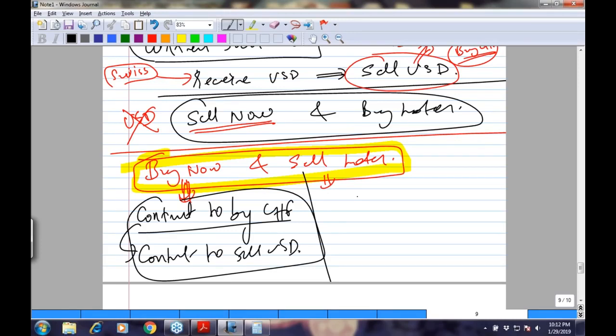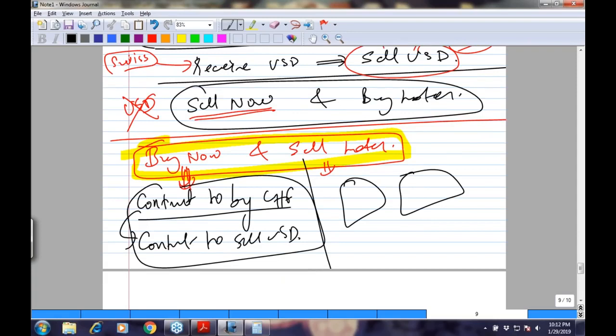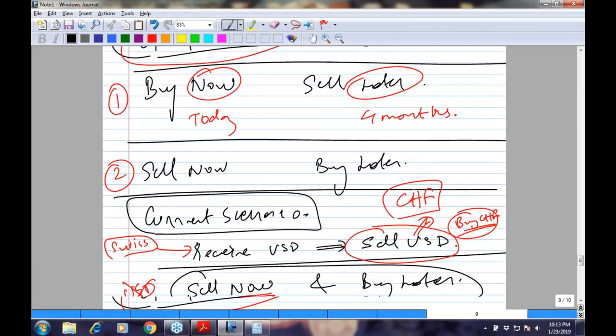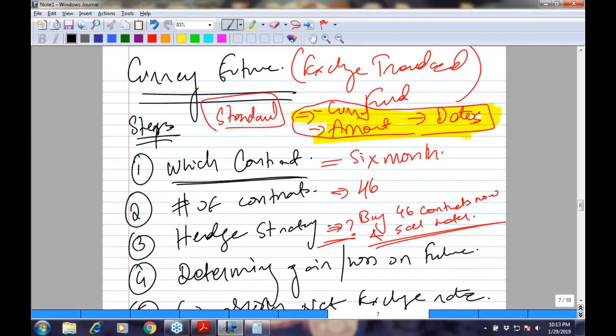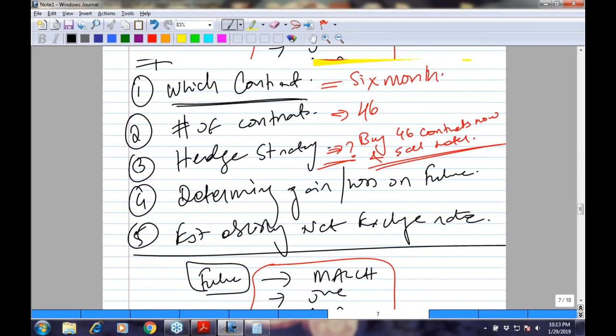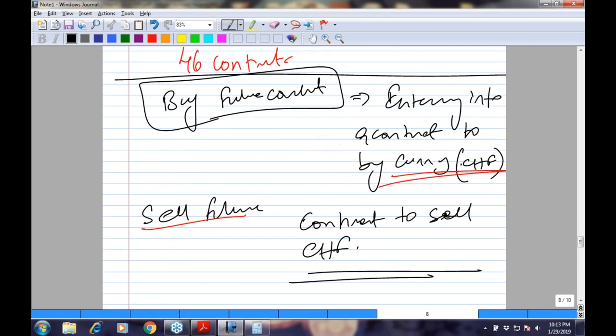And at a later date, as I mentioned, you don't actually exchange the currency from the exchange. When you go to the exchange, you simply do paper trading. You simply buy a paper, you sell this paper. That's it. The exchange closes it. Just wait for a while and you will get to know. So this is actually the third thing which has happened, which is the hedge strategy. Now, the next situation is determining the gain or loss on the future, etc. Now let's see what exactly we are going to do.